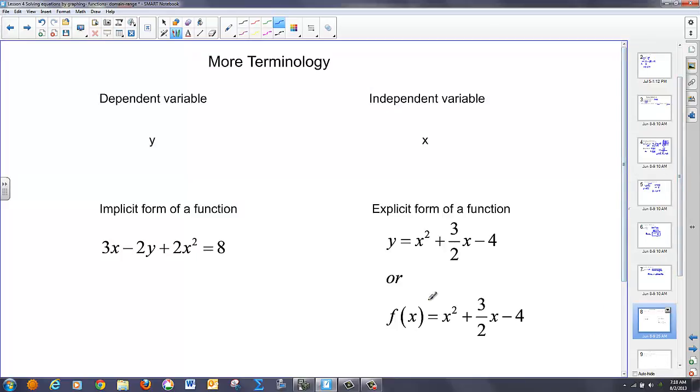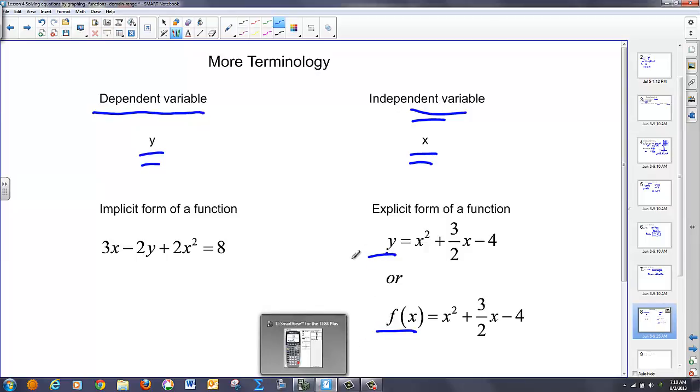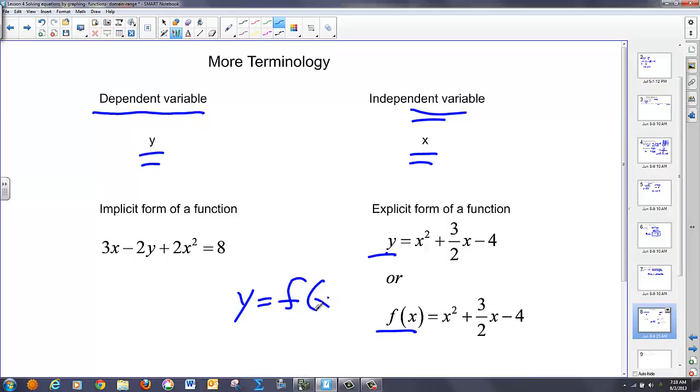Some more terminology for the day. We talk about dependent variables. Those are typically our y's. Independent variables typically are x's. An implicit form is basically where I have my x's and y's all on one side of an equation. In an explicit form, I've solved for y, or I've put something in function notation. Remember, y is the same as f of x. This is just function notation, and this is in explicit form.